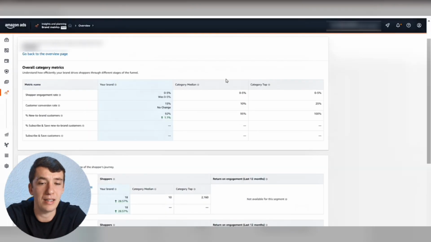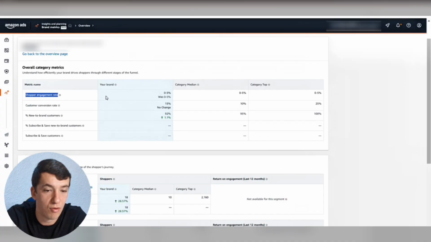For me, this tab is super important. So we can see our shopper engagement rate for our brand and for our category. We can see it's probably the same. To be honest, every time I checked, for every category, it was almost the same numbers. But this tab is actually amazing. And I already checked it for many other brands, and I think it's very accurate.